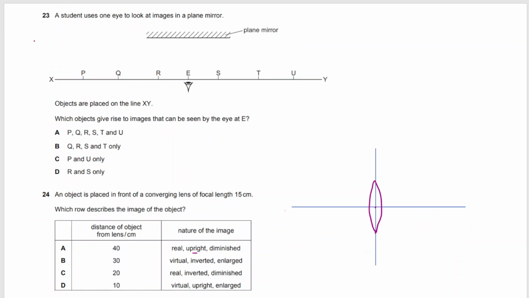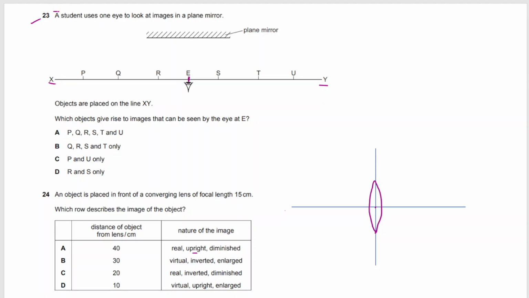Question number 23. A student uses only one eye to look at the images in a plane mirror. So objects are placed on the line XY. So this is line XY and some objects are placed at different points as shown: P, Q, R, E, S, T and U. Which objects give rise to images that can be seen by the eye at E? So the object has to be seen from this point.